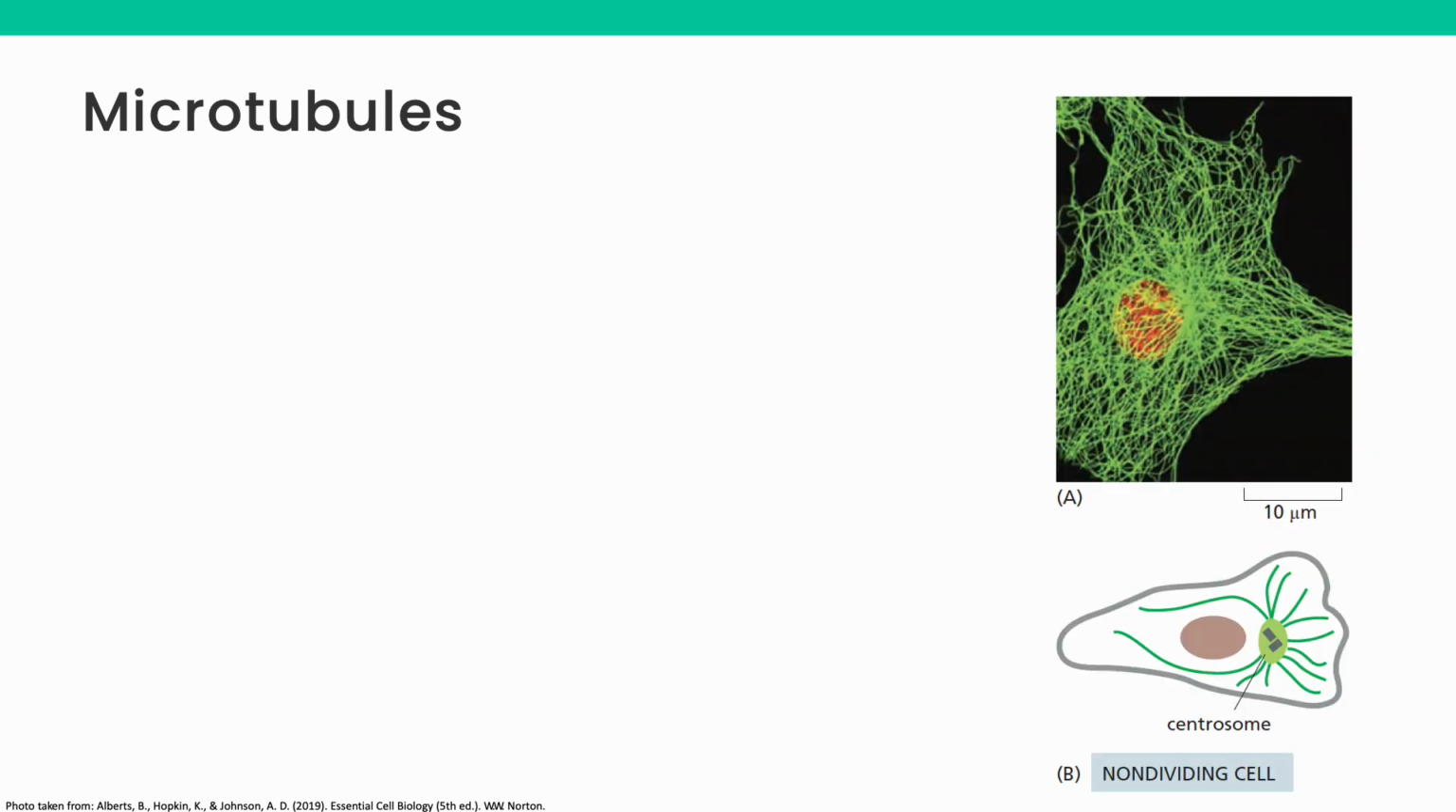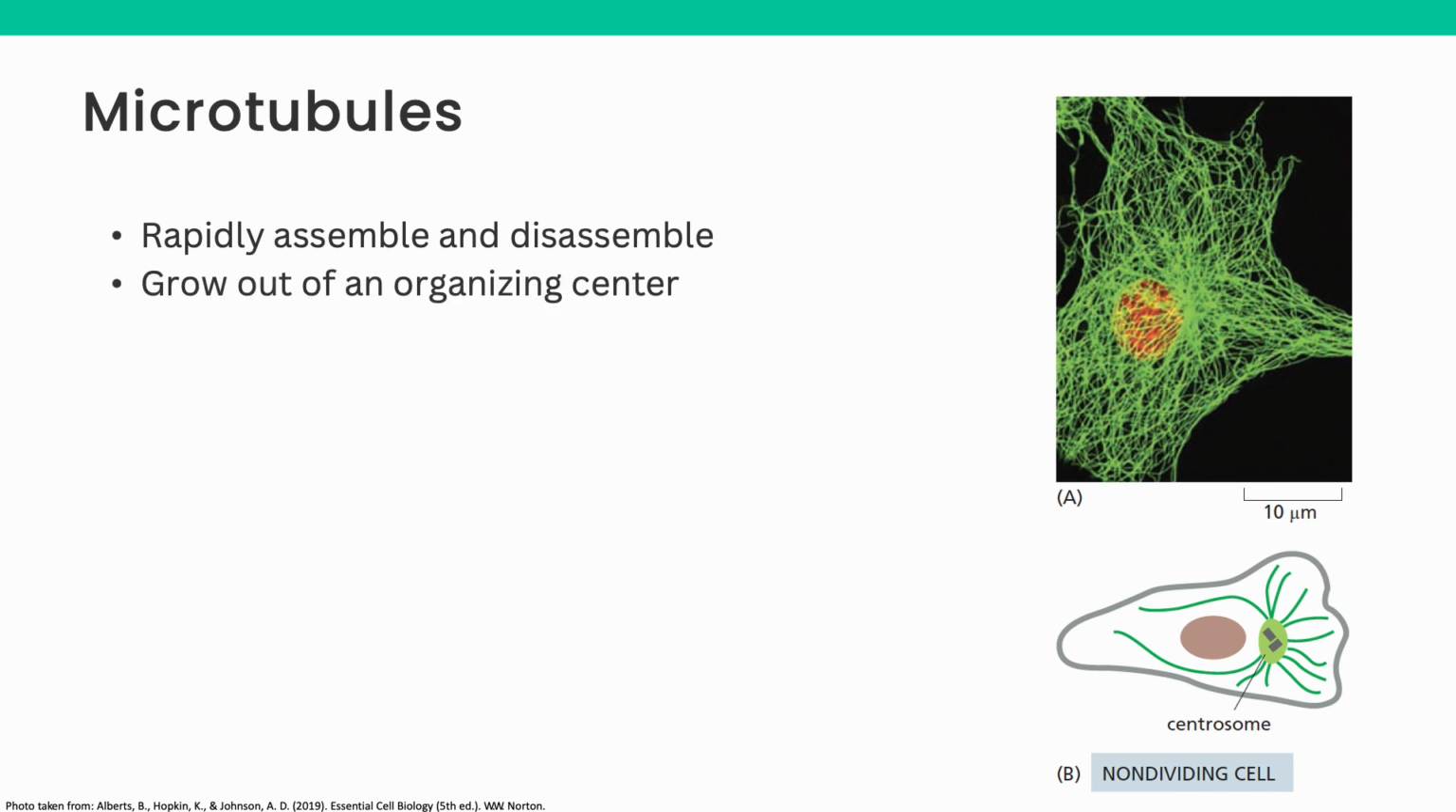A characteristic function of our microtubules is that they have the ability to rapidly assemble and disassemble in the cell. And all microtubules grow out of an organizing center, which is unique among the different cytoskeletal filaments. The first organizing center they grow out of is called the centrosome, which we can find in the non-dividing cell.